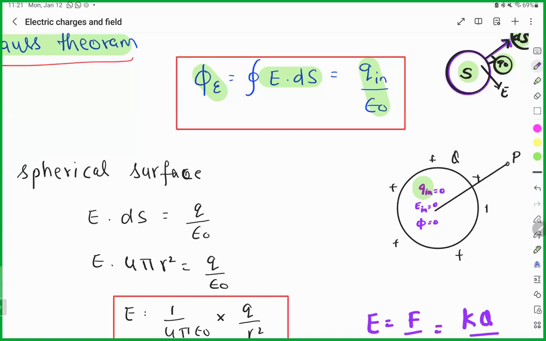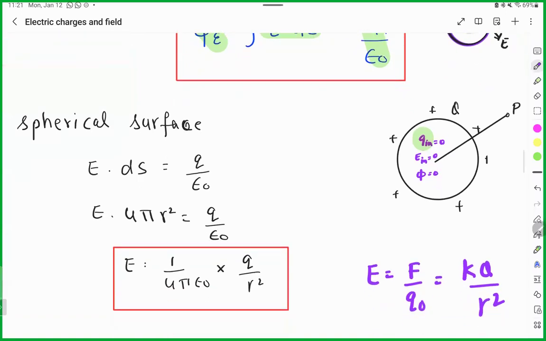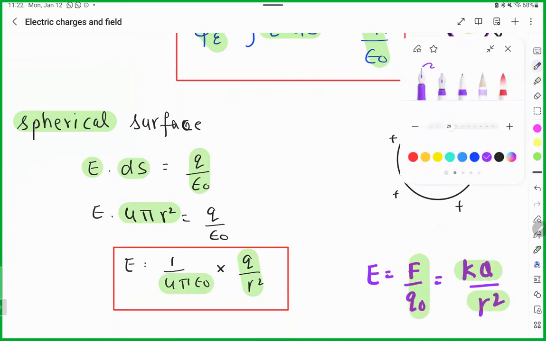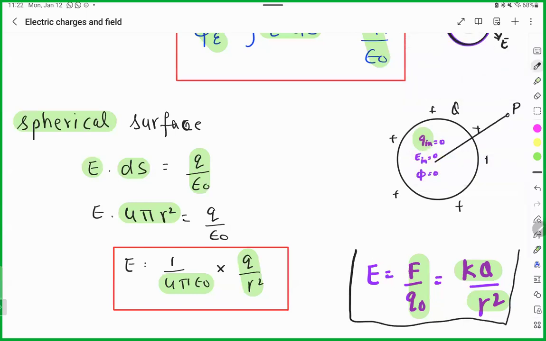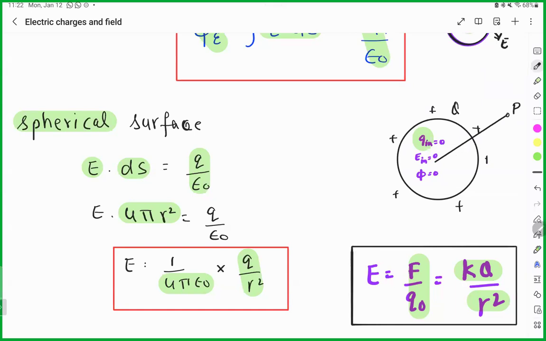Understood guys? Yes, sir. Now you can prove the same electric field by using this method for the spherical surface. Example: E dot dS equals q by epsilon naught. You know for a sphere the area is 4 pi r square. And you get the same form of the electric field that we studied, force by q naught, getting the same form using Gauss law. Now tell me, it's easy to apply Gauss law because charge will be fixed, epsilon naught will be fixed, dS will vary, and you can calculate the electric field.